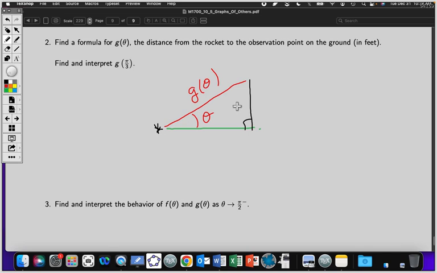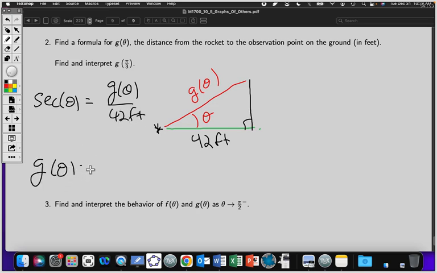So g of theta would be the hypotenuse. Now once again, I'm told that we're 42 feet. So here I'm looking for the hypotenuse and I know the adjacent side. All right. So I could use cosine for this, or we could use secant, because secant would get the hypotenuse in the numerator there. So I have that the secant of theta is the hypotenuse over the adjacent, g of theta over 42 feet. So g of theta would be 42 secant of theta, and that's measured in feet.